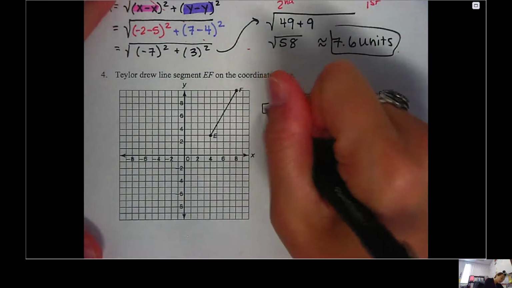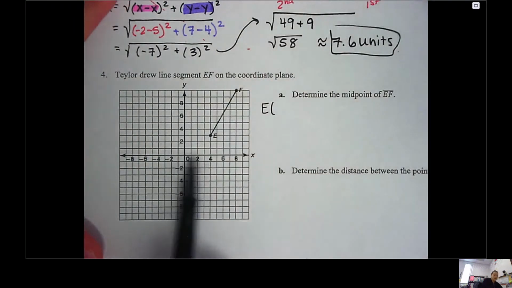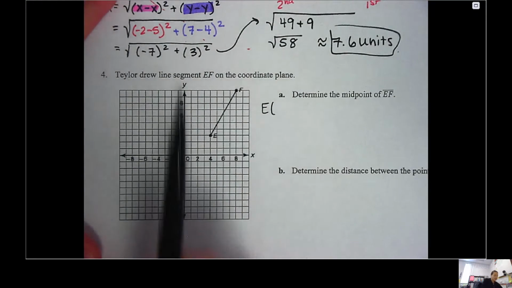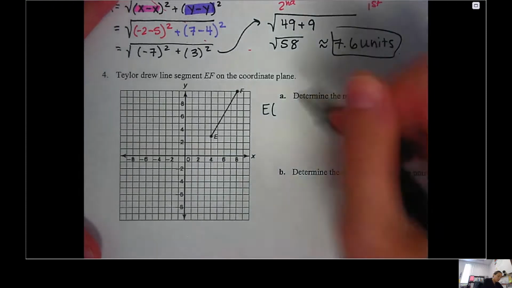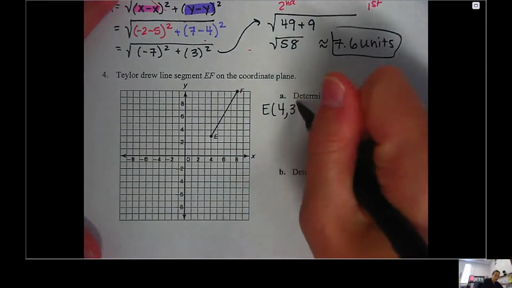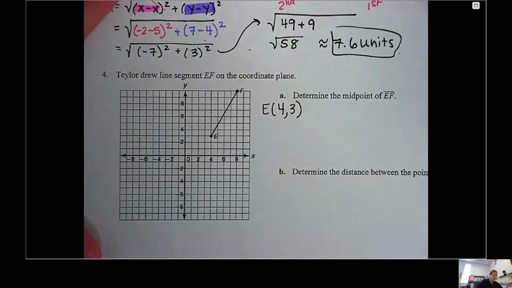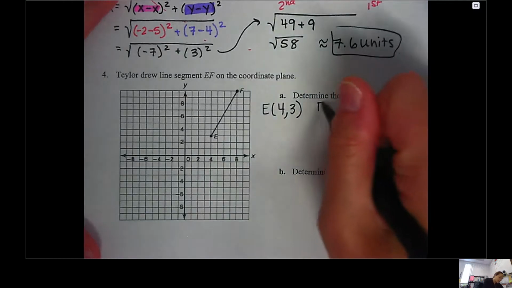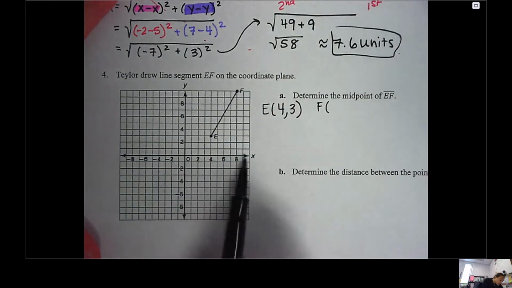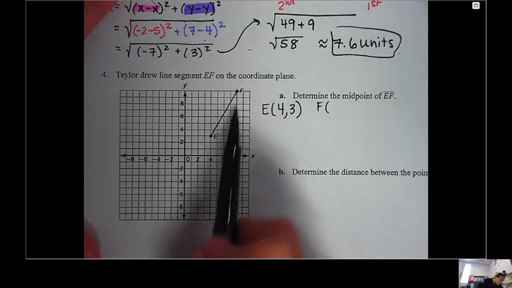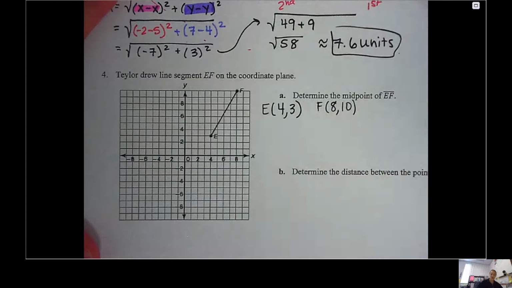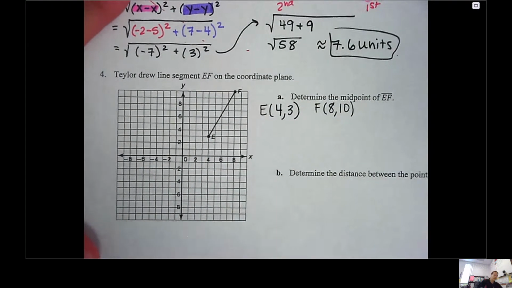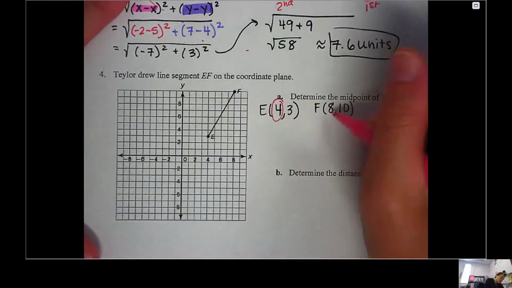So point E, now remember, you go left or right first, the x-axis, and then up or down second. So you're starting at 0, 0. To get to this point E, I go to the right 4 and then up 3. So it's 4, 3. And then to get to point F over here, again, I go to the right 6, 7, that's 8, and I go up 10. So 8, 10.